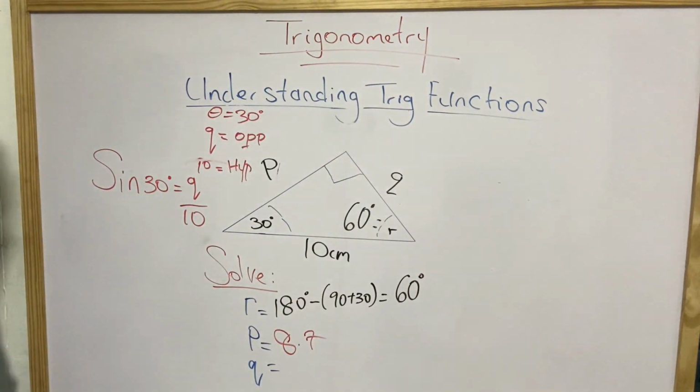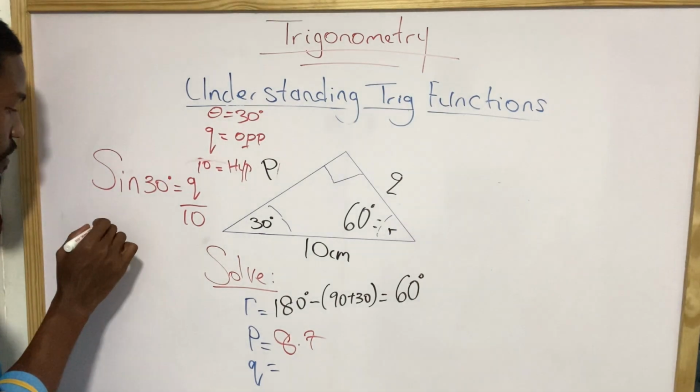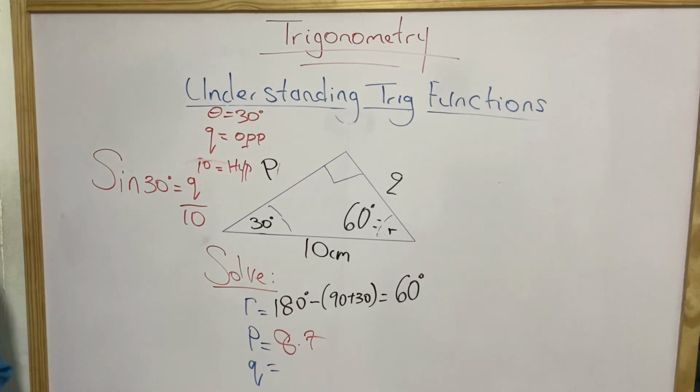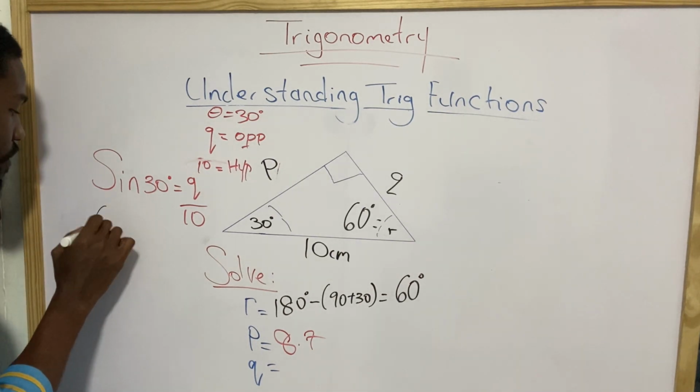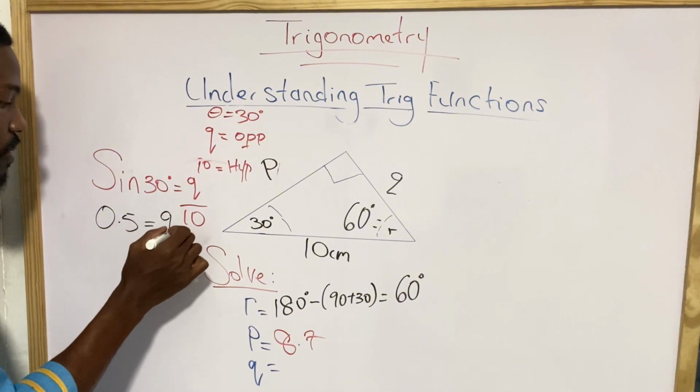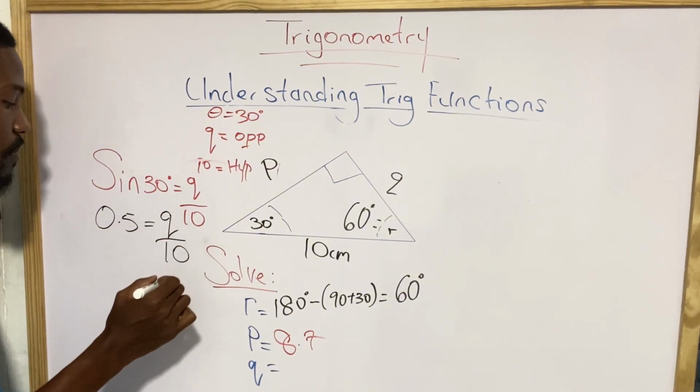So sine 30 is 0.5. Let me just use a different color marker. So that is 0.5, right? Let me say that that's equal to the opposite over the hypotenuse.